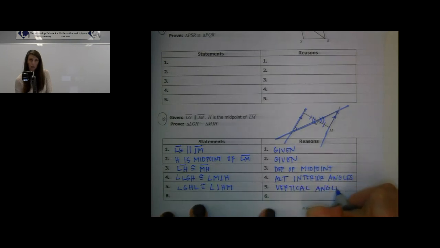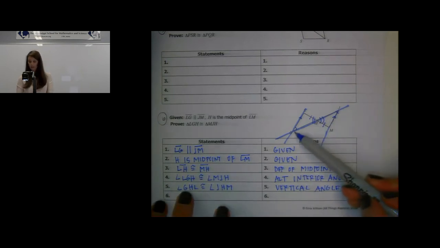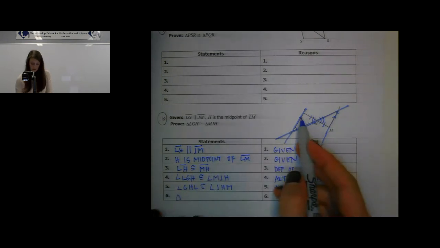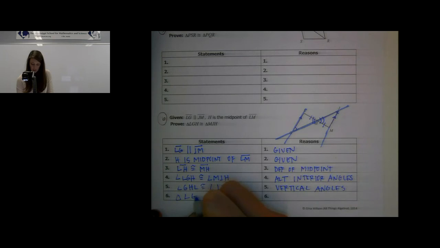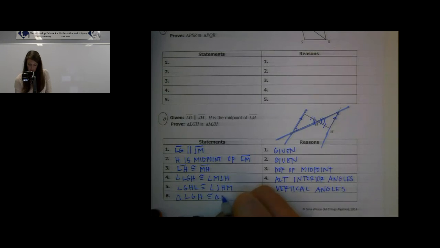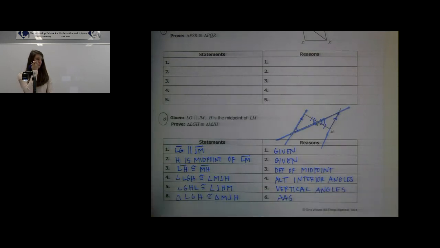All right, and I'm going to do some different colors. Now I have angle, angle, side. So those triangles are going to be congruent. Triangle L, G, H is going to be congruent to triangle M, J, H by angle, angle, side. Okay?